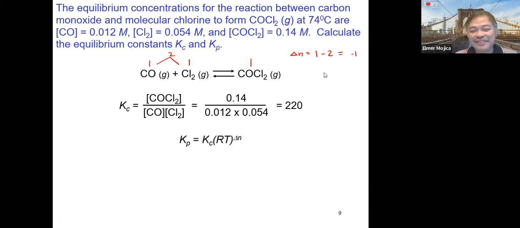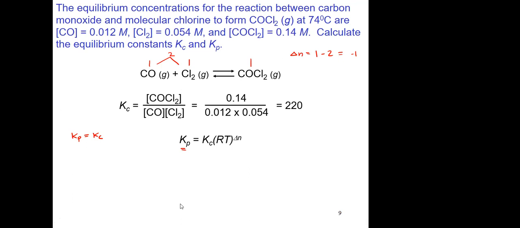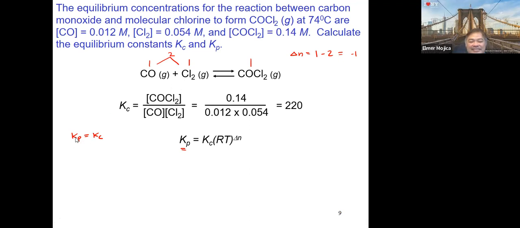Okay? Because we need that to get the Kp. Now, before we solve it, when do you think Kp equals Kc? Anyone? Is there a situation wherein Kp is equal to Kc? Yes or no? If the delta N is 0. Okay. Yes. There's a chance that Kp is equal to Kc when your delta N is equal to 0. Because if you have RT raised to the 0, that is equal to what? What is any number raised to 0 equal to? 1. So Kp will be equal to Kc.